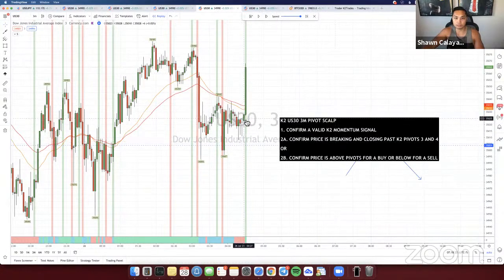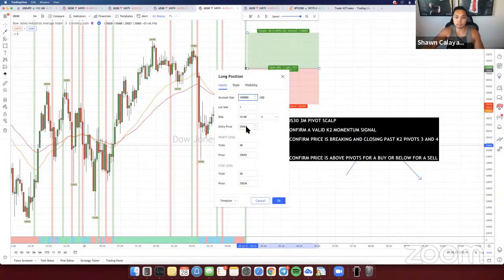So if you look at this right here, the previous candle, price was below the pivots. This actual signal candle is breaking past these 2 pivots, 3 and 4, the red and orange line, and it's also closing above it. So with that said, that's going to confirm requirements number 1 and 2A. Once you have 1 and 2A, you could skip 2B because that's irrelevant at this point. So if you have this setup, you just mark it up like that.